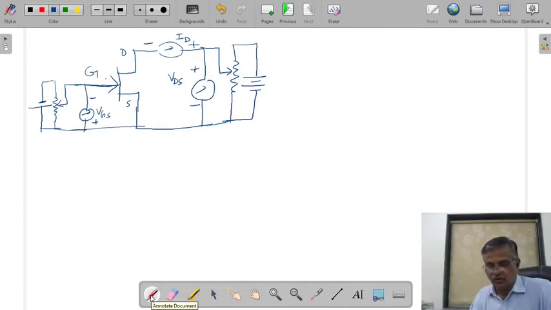Now look here, this is called the correct circuit diagram to obtain output characteristics and transfer characteristics. So what is output characteristics? The relation between drain current and drain to source voltage for a given VGS is called output characteristics, or it is called drain characteristics.